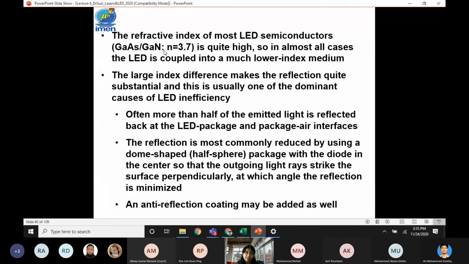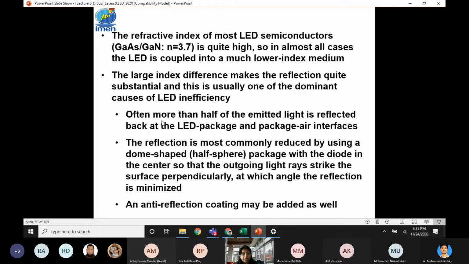Most LED semiconductors use gallium arsenide or gallium nitride, and the refractive index is about 3.7. So it's quite high. So in almost all cases, the LED is coupled into a much lower index medium. So you have a high index coupled to a low index medium. The large index difference makes the reflection substantial, and this is usually one of the dominant causes of LED inefficiency, right? So you have a large mismatch here.